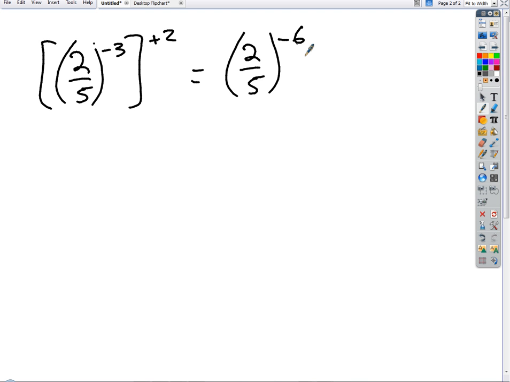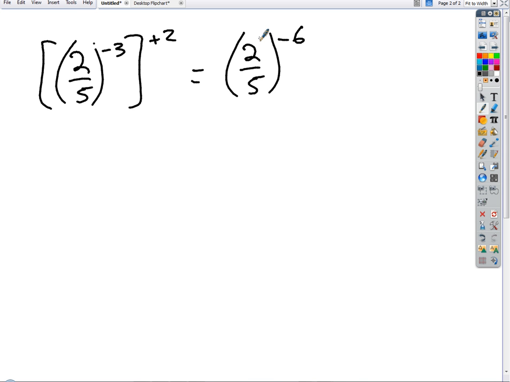Now, this is where I want to show you something. What happens if I take a fraction to a negative power? Remember, we said that a negative exponent is always positive in the other part of the fraction. So if I were to distribute this -6 to both parts, isn't that just going to kick the 5 up to the top and the 2 down to the bottom? Okay, and so here's a general rule.